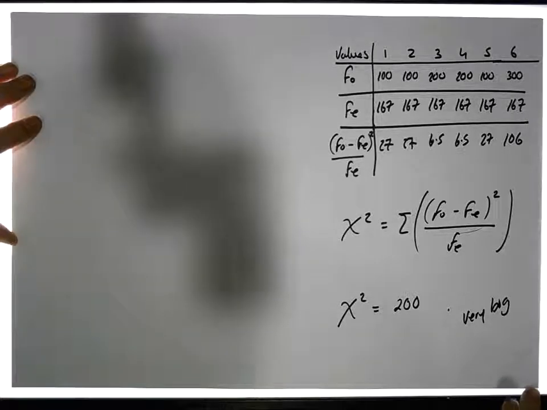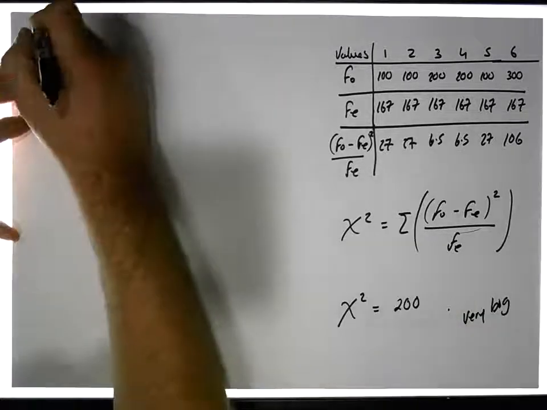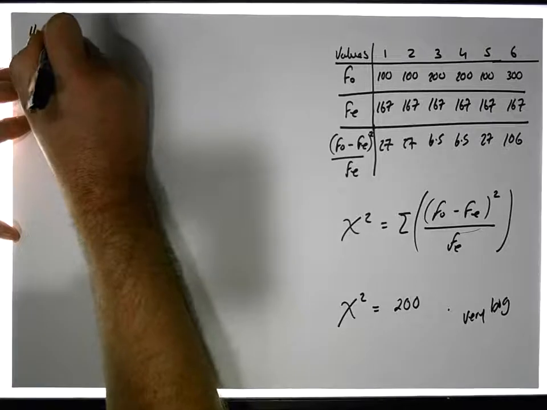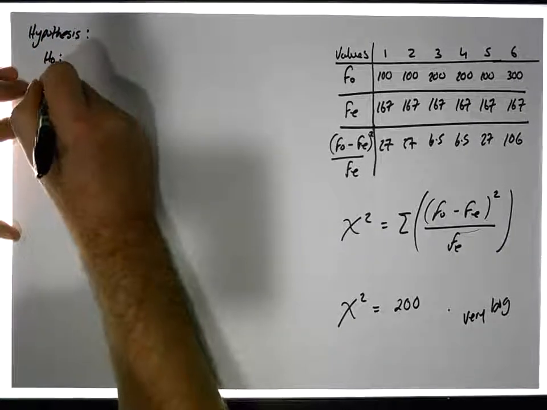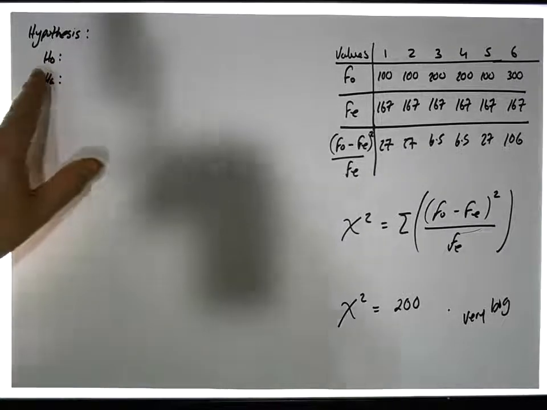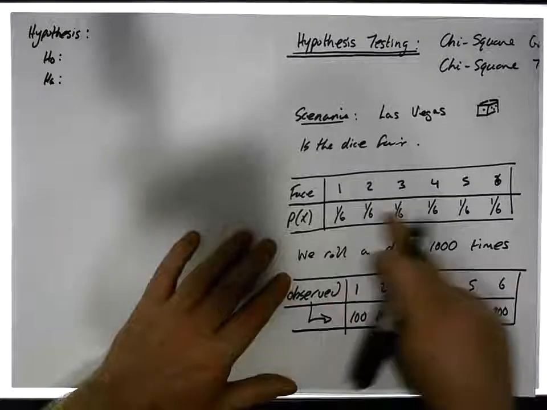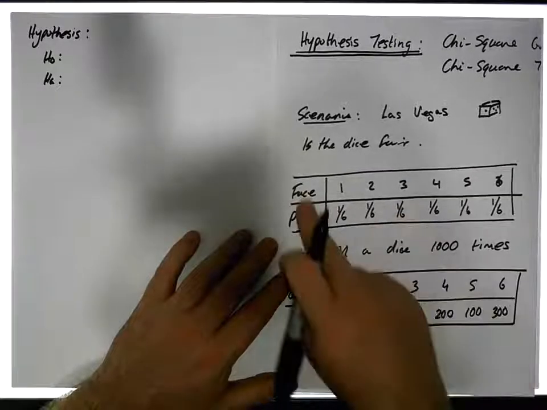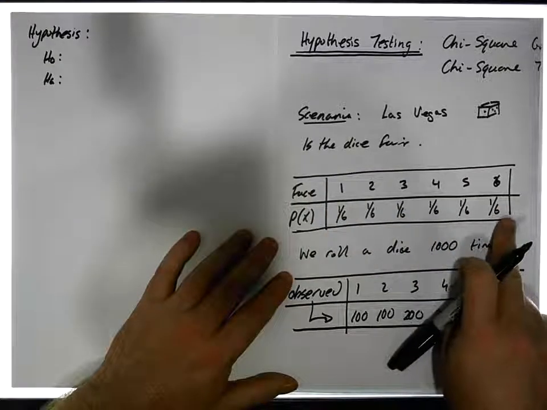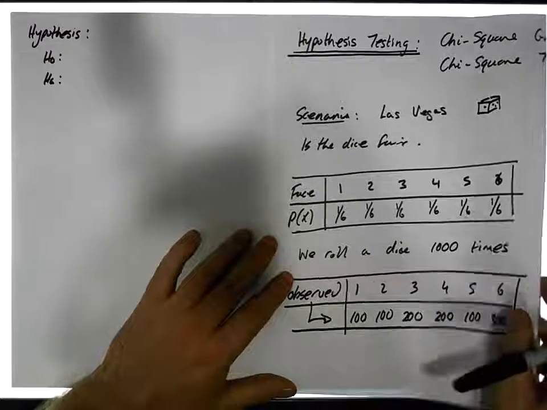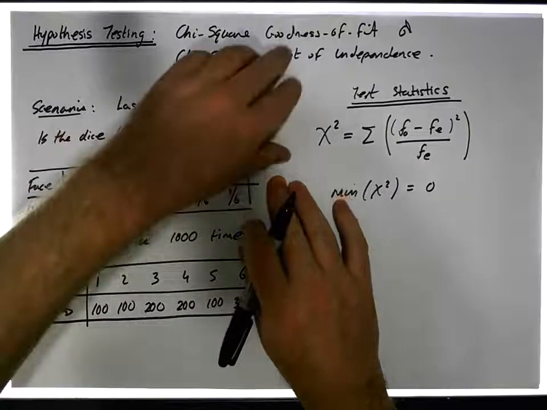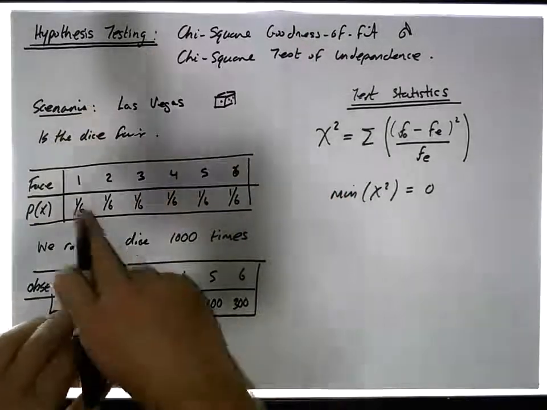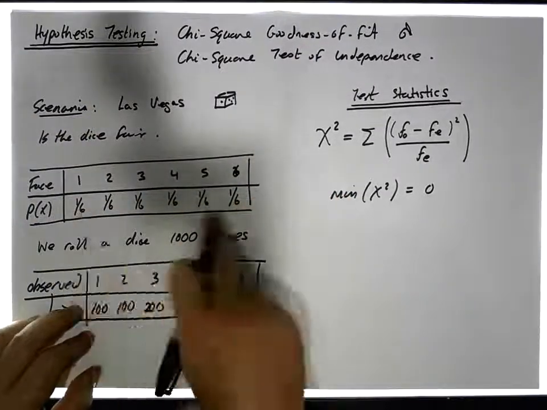So what I'm going to do is set up the hypothesis. The hypothesis has a null position and an alternative. Now, in this situation, the null position is in relation to what a fair die looks like. The reason I'm calling this a goodness of fit test is because this is the distribution that we'd expect to happen.